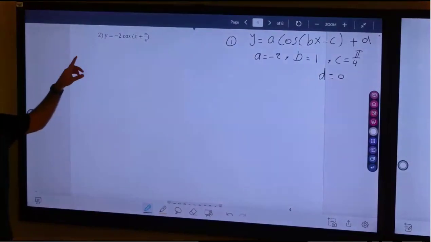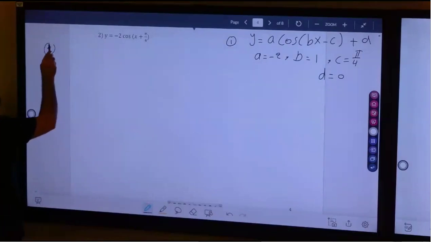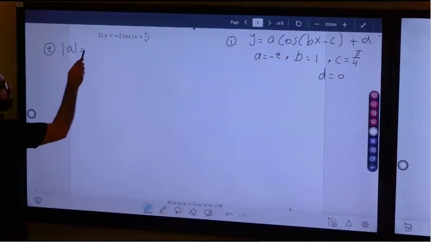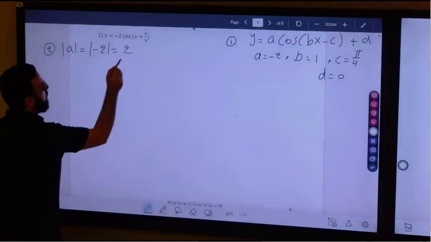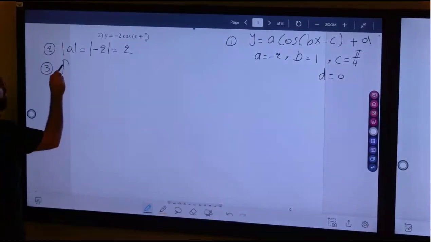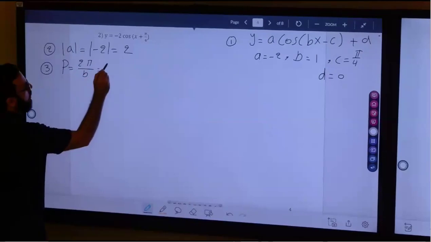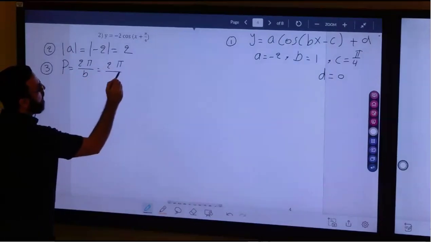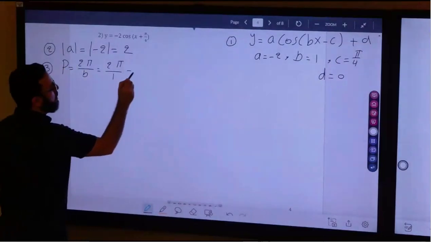So next step is what? Step two, the absolute value of A, which is equal to the absolute value of -2, which is equal to 2. Step three, period. 2 pi over B, which is equal to 2 pi over, how much is B? 1. So it's going to be 2 pi.